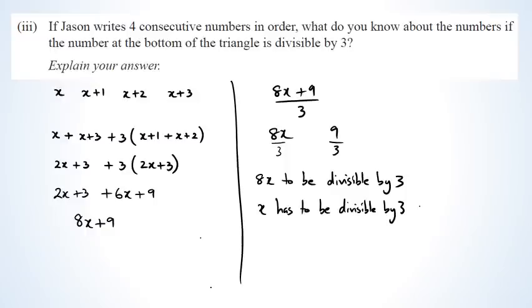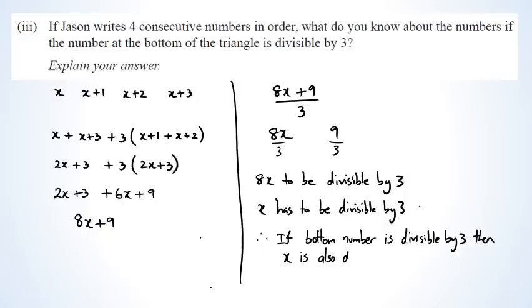So what I can say is, therefore, if the bottom number in the triangle is divisible by 3, then x is also divisible by 3. What do you know about the numbers with the number at the bottom of the triangle? Yeah, so you can say that the first number is also divisible by 3.